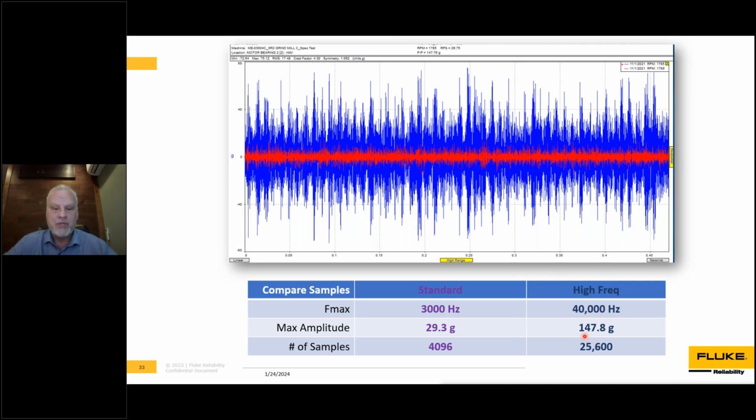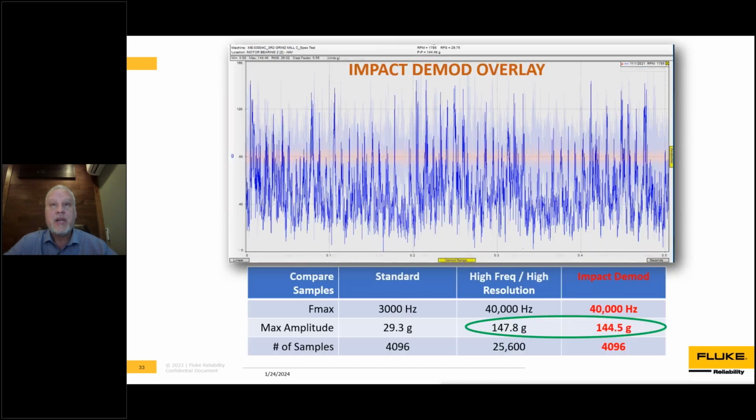This machine is in real distress. So we move quite quickly on it. Our impacting data, now this is a good overlay. Again, we're looking at the same half a second worth of data here, and look, again, the peak or the max amplitude that we're seeing here is 144 Gs compared to what was in the other data set, 147 Gs.